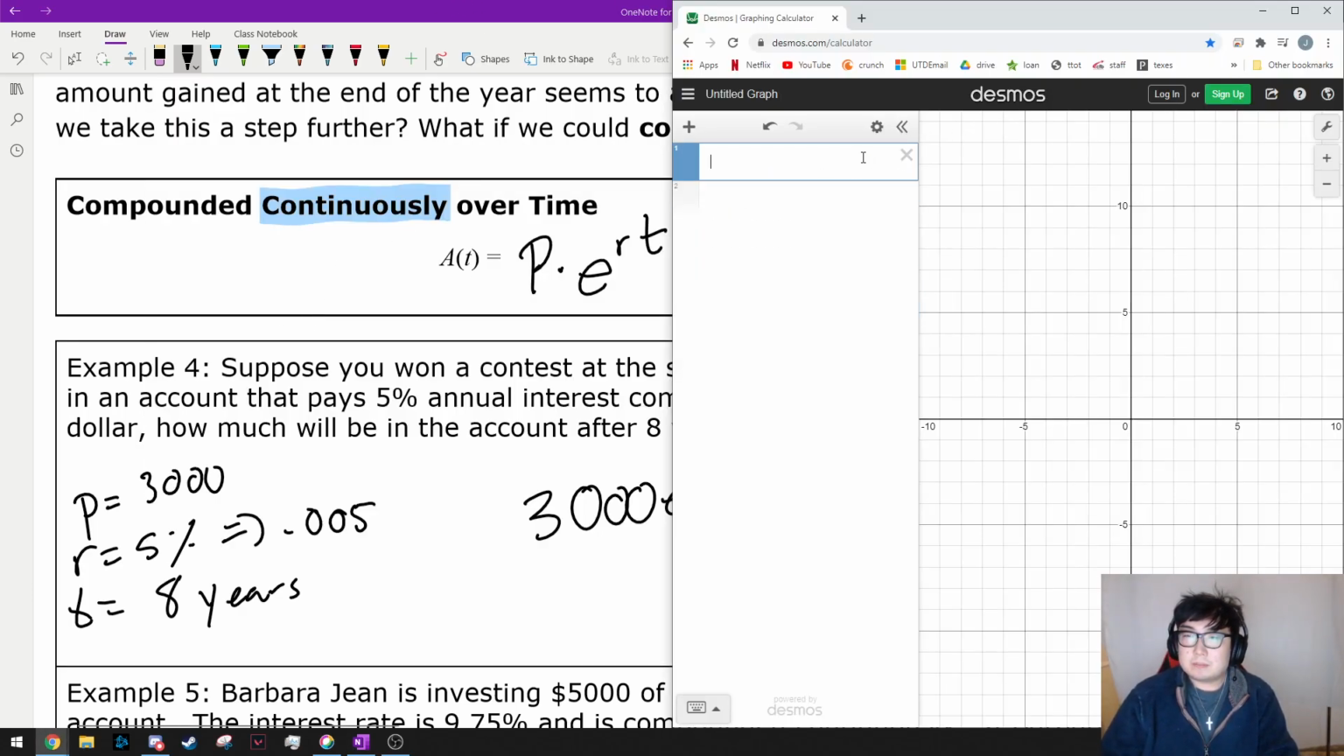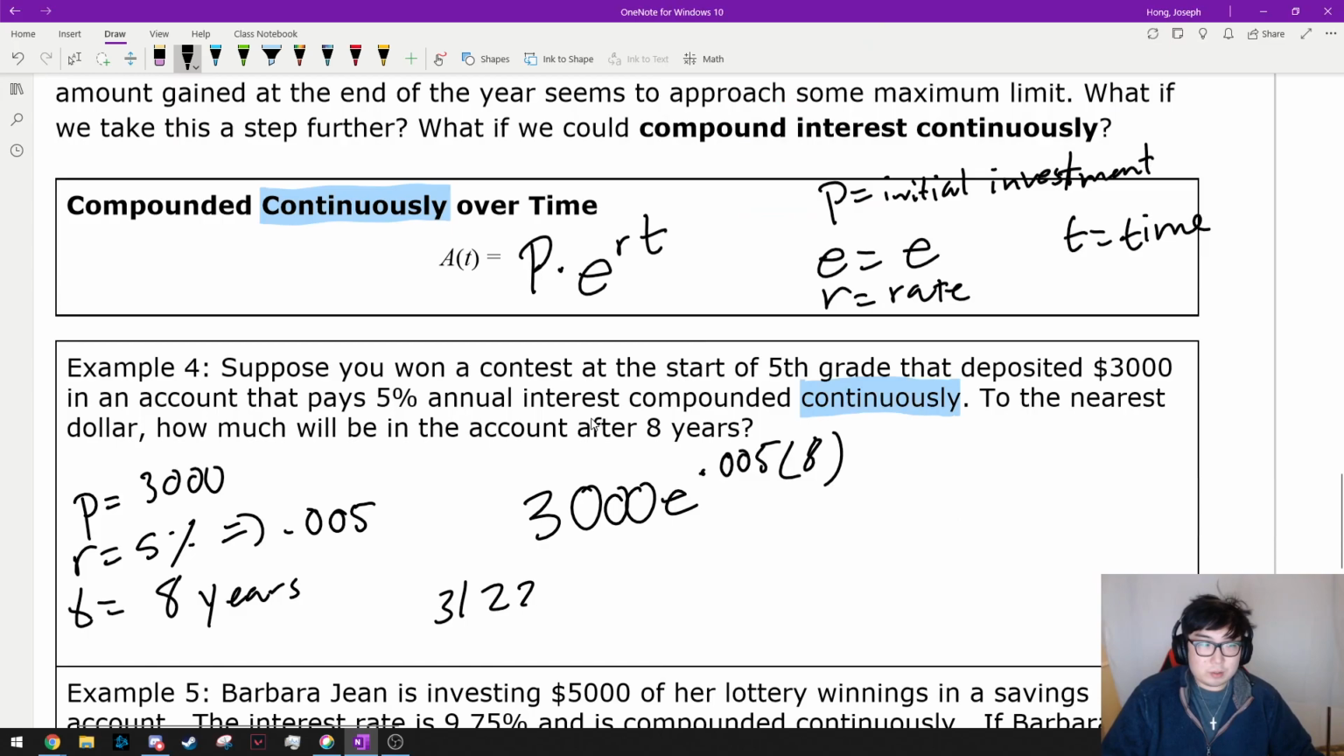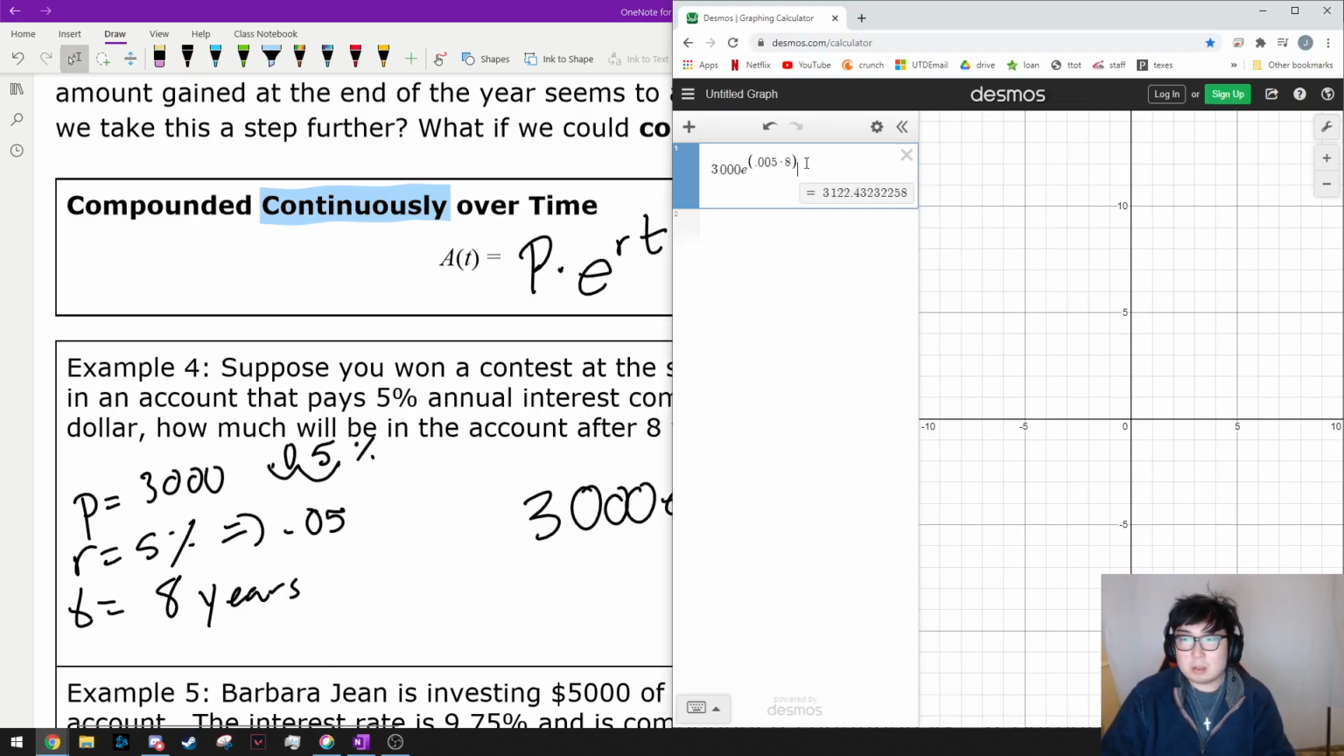I'm going to delete all these. 3,000 times e to the power of 0.005 times 8. Okay, I guess I need to put parentheses here. Oh, I moved it too many times. It should be 0.05. And the reason why is because 5% looks like this. 5%, right? Go 1, 2. So it becomes $4,475.